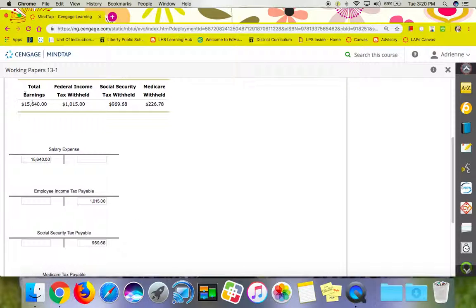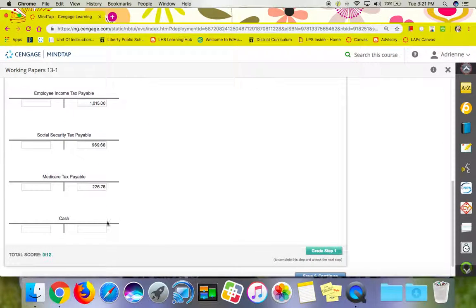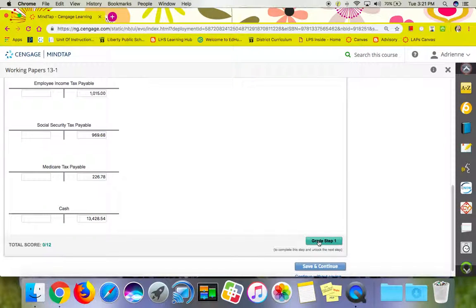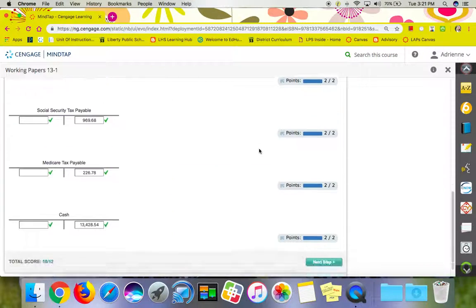And then the total earnings, the gross pay, minus these three numbers is the amount that's going to get credited to cash. So I'm going to calculate that for you real quick. Okay, so hopefully, if I did my math correctly, the difference of those is $13,428.54. Okay? Debits have got to equal credits. All right, and we're good.